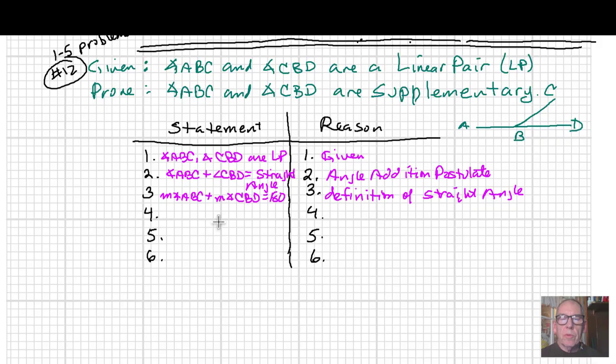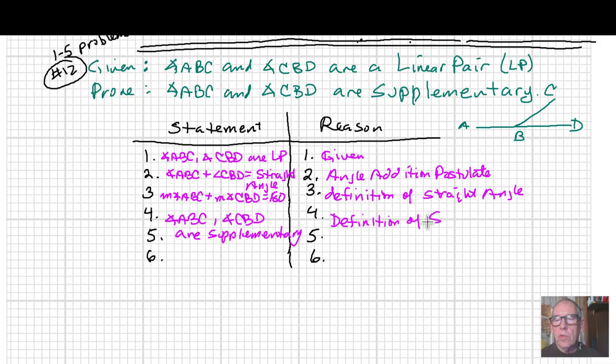Okay, we want to get to these being supplementary. That means that since the definition of supplementary is 2 angles whose measures add up to 180, by definition of supplementary, we can say that angle ABC and angle CBD are supplementary. And that would be definition of supplementary angles.